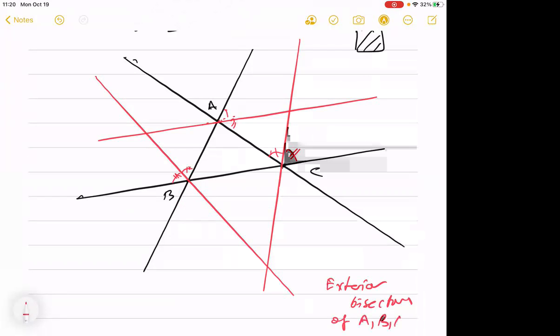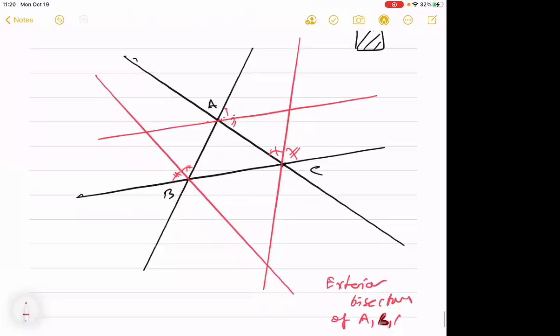Okay, now let's say that this point is IA, that point is IB, and this point is IC. Actually, this is a quite good picture now, almost.